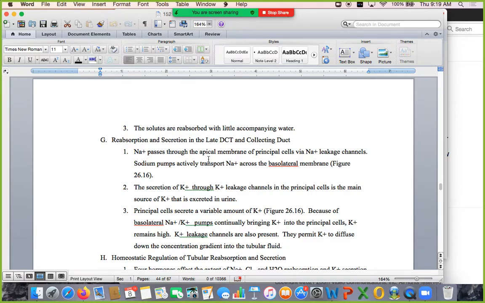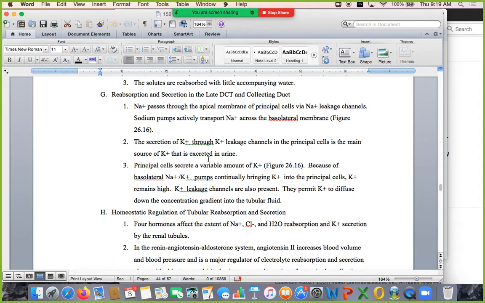Now, as we enter into the late distal convoluted tubule and the collecting duct, now we're going to have sodium passing through as well. Sodium pumps are going to transport sodium across the basolateral membrane. We're also going to have potassium secreted through leakage channels into the urine. So potassium can end up leaving into the urine that way. And then principal cells are also going to secrete a variable amount of potassium. And so we have a constant sodium-potassium pump where we're constantly bringing potassium in. So potassium is going to stay high, even though we have some leakage channels.